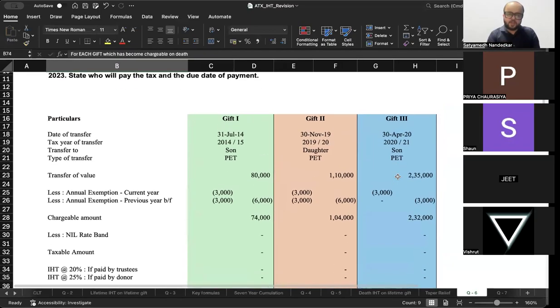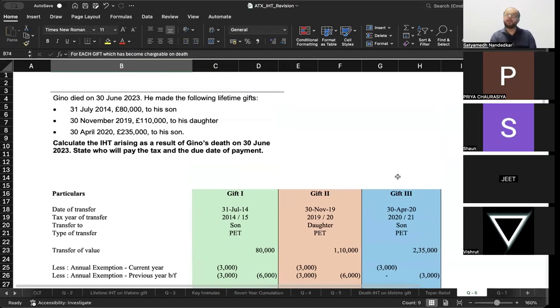Okay, now with respect to these gifts, we have to see, is there any death IHT implication? Gino died on 30th of June 2023. Go back 7 years from 30th of June 2023. You land on 30th of June 2016. Any transfers before 30th of June 2016, forget those. So this is out. There is no death IHT on this lifetime gift. But this PET made to the daughter will now become chargeable.